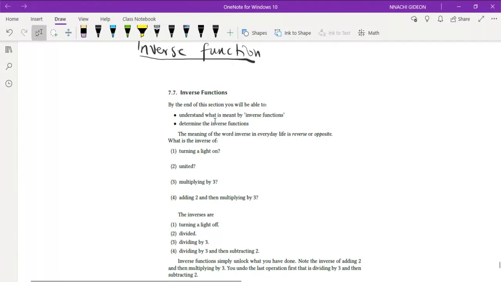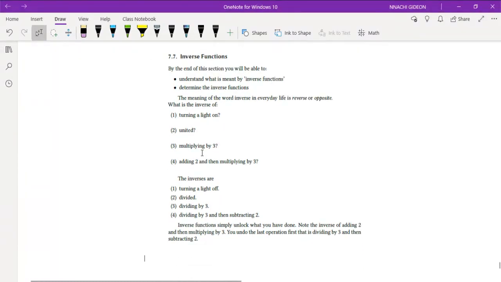So all those things are functions, and it's just inverse. If you turn the light on, if you want to sleep, what are you going to do? You turn it off. Sometimes we get united, we get divided. Okay, so let's use it to illustrate.